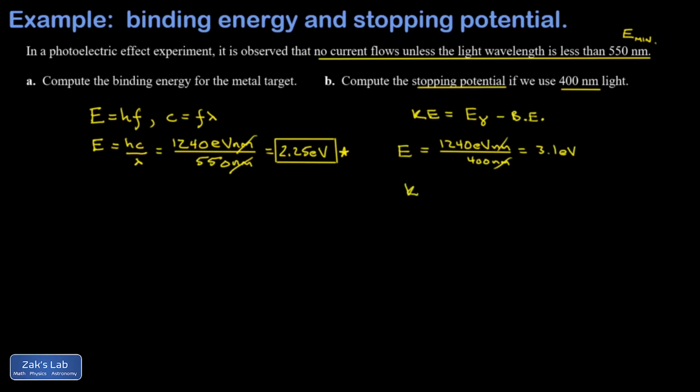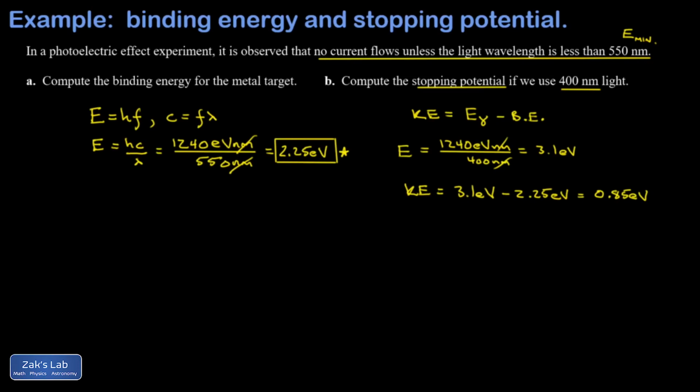So this means the kinetic energy of my electron is the energy that was in that photon minus the amount that was spent on overcoming the binding energy. So I get 0.85 electron volts of kinetic energy.